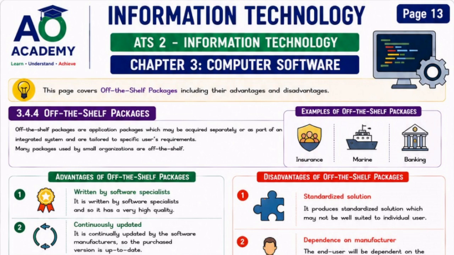Page 13 is now talking about off-the-shelf packages. We know what off-the-shelf packages means. So they are the applications that are pre-written, okay? Those applications that are pre-written for everybody to use. Your TikTok, your WhatsApp, your Gmail, your Facebook, all of the likes are examples of off-the-shelf packages, okay? So what is the advantage of off-the-shelf packages?